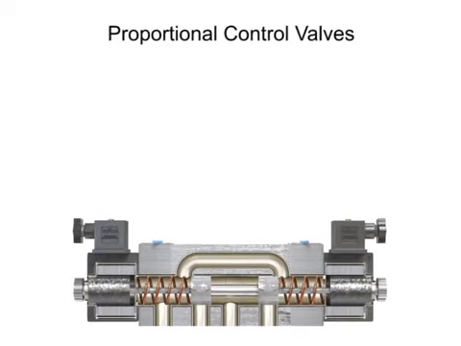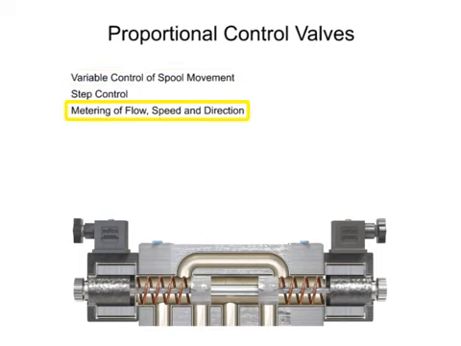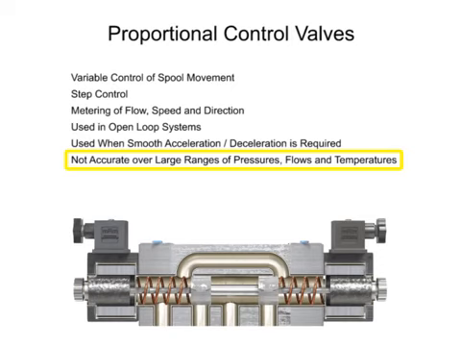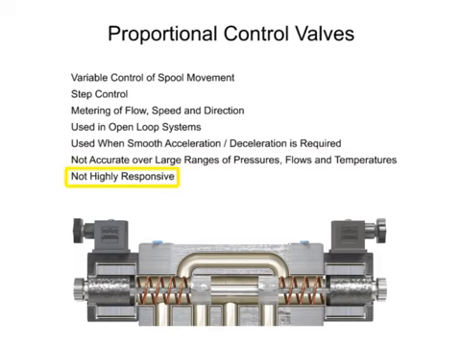Proportional control valves allow for variable control of spool movement, which allows more step control and metering of flow, speed, and direction. Most valves of this design are used in open-loop systems to smoothly accelerate and/or decelerate an actuator or cylinder. The proportional control valve allows for a simpler hydraulic circuit, but it is not accurate over a broad range of pressures, flows, and temperatures. Neither are they highly responsive.